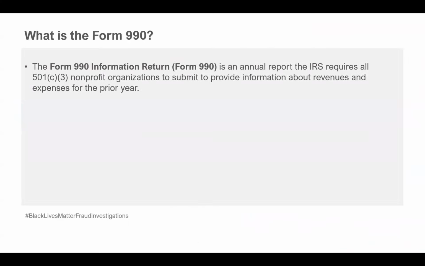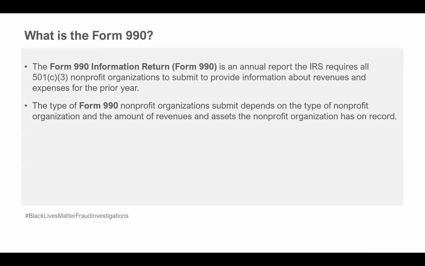First, I want to remind you of the definition of a Form 990. The Form 990 information return, or Form 990, is an annual report. The IRS requires all 501c3 nonprofit organizations to submit it to provide information about revenues and expenses for the prior year. The type of Form 990 nonprofit organizations submit depends on the type of nonprofit organization you're operating and the amount of revenues and assets the nonprofit organization has on record.